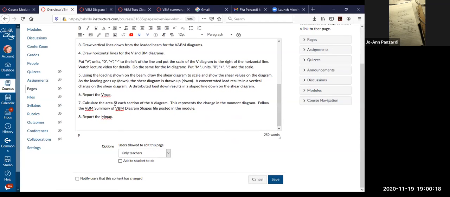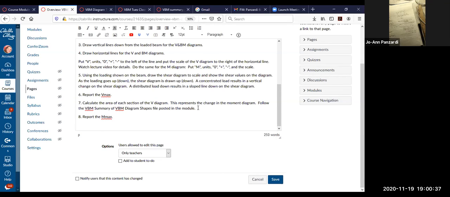Then calculate the area of each section of the shear diagram. This represents the change in the moment diagram. Follow the shear and bending moment summary of the shapes file posted in the module. Report the maximum moment.